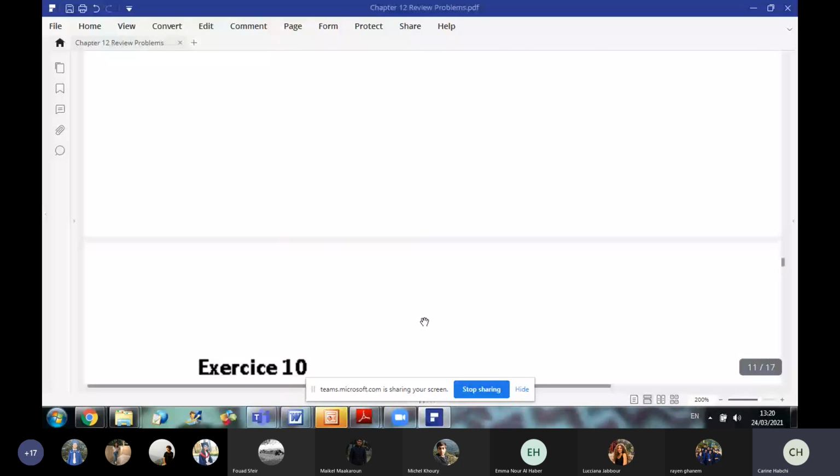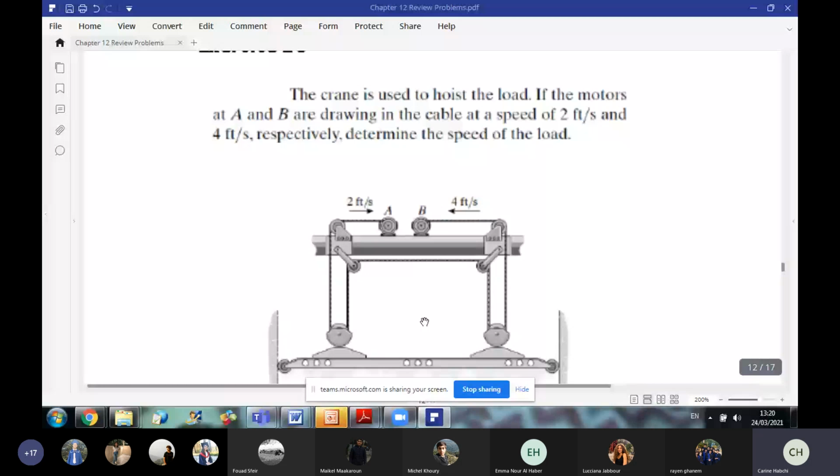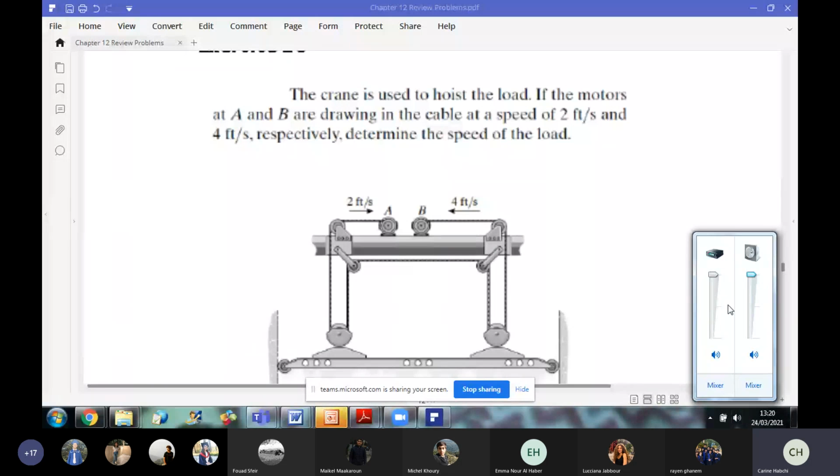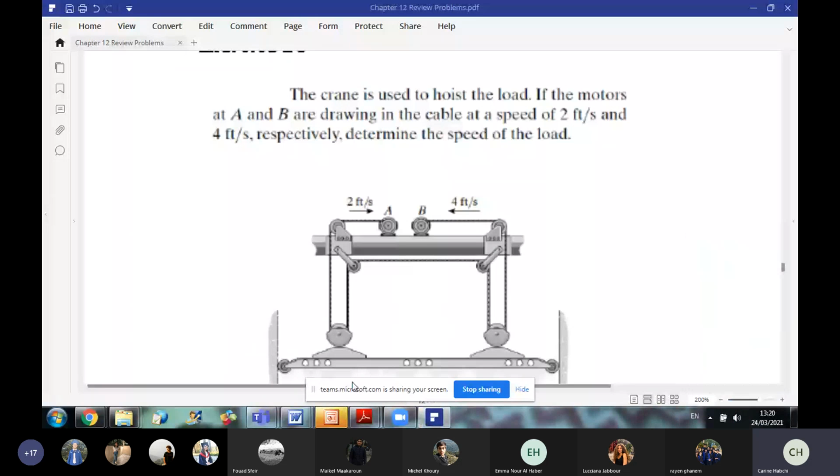So let us move to another problem. The following crane is used to hoist the load. If the motors at A and B are drawing in the cable at a speed of 2 feet per second and 4 feet per second respectively, determine the speed of the load. So here I want to determine the speed of my load, as a function of the velocity at A and the velocity at B.